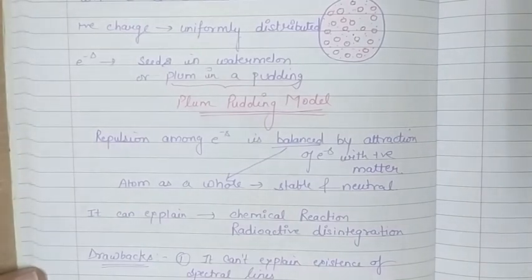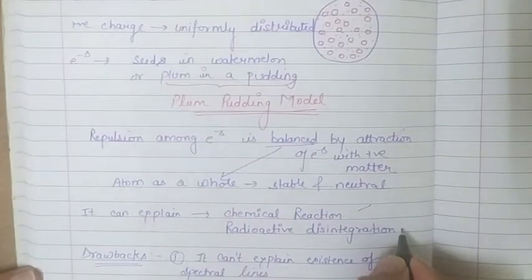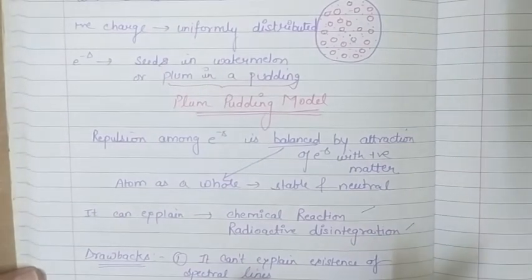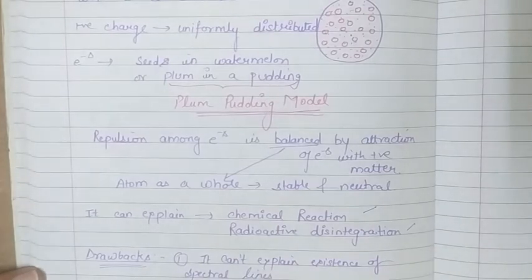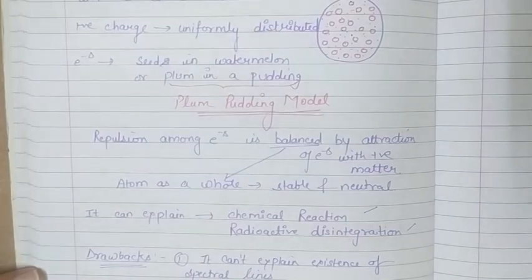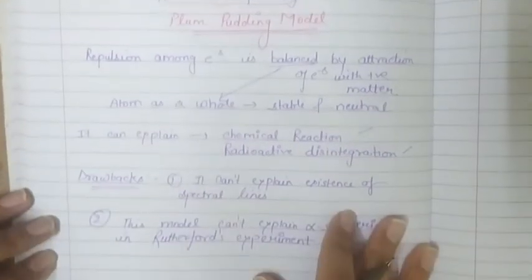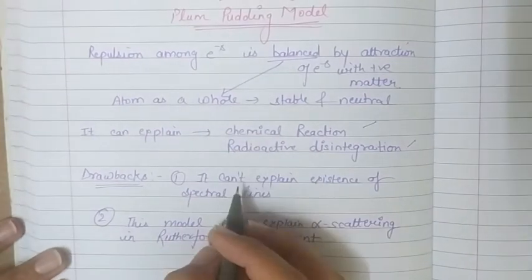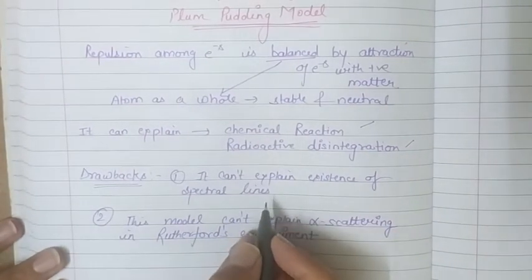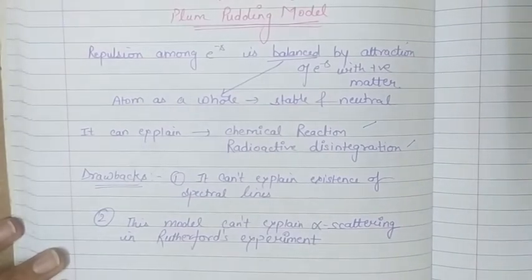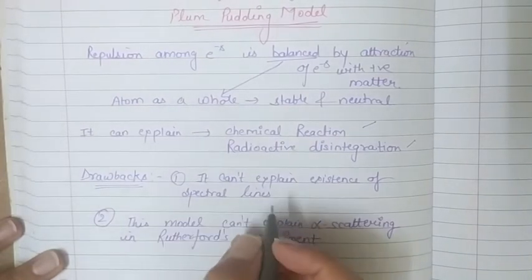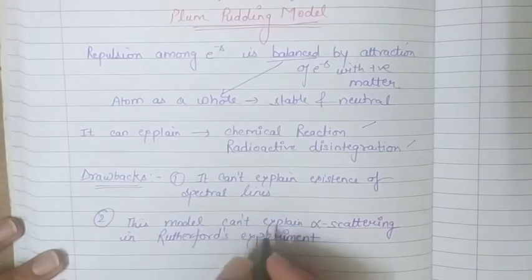Now Thomson's model can explain chemical reaction and radioactive disintegration. These phenomena were clearly explained by this atomic model, but there are certain drawbacks. There are certain things which this model can't explain, and that's why it was discarded. The very first drawback is that it can't explain the existence of spectral lines that we get in the hydrogen spectrum or atomic spectrum.